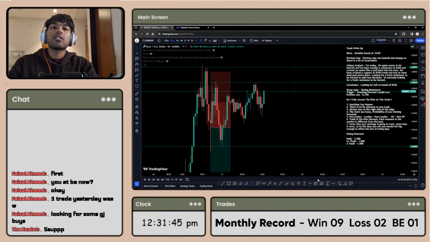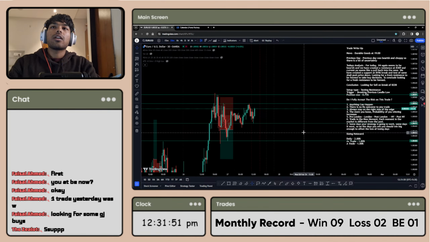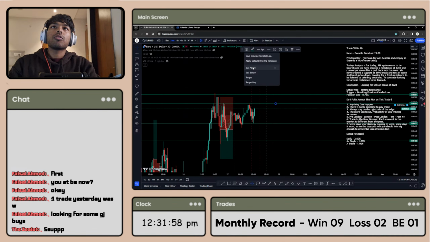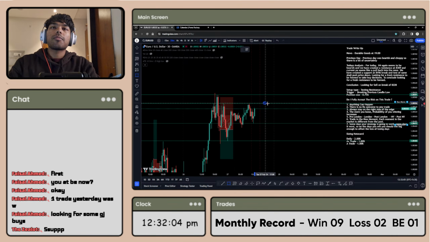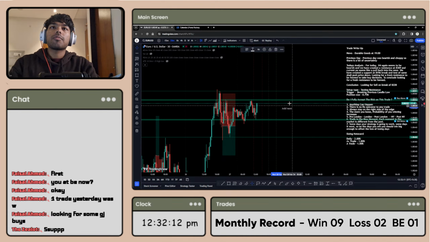This is our resistance and this area right here is a support, and for me right now this is my current no trade range. I'm looking for buy above this level and I'm looking for sell below this level, and this right here is my no trade range.